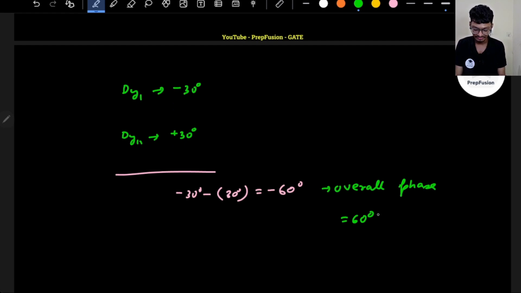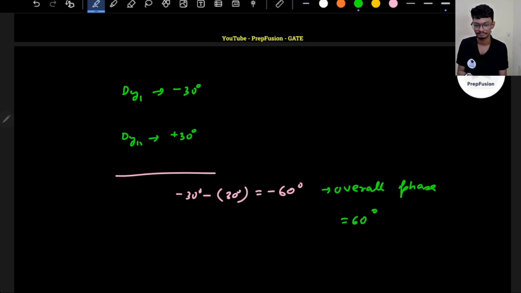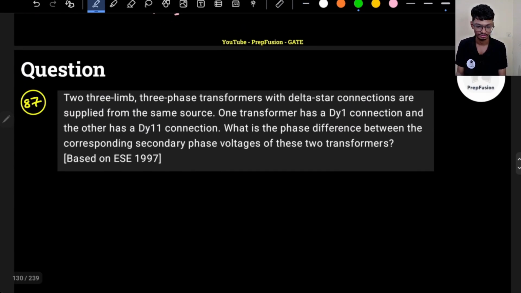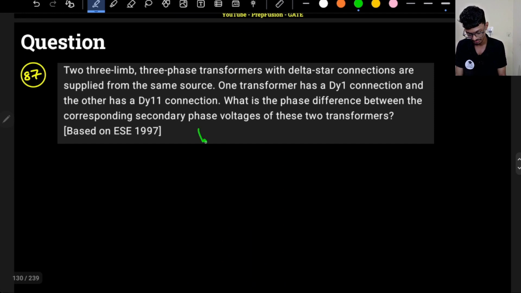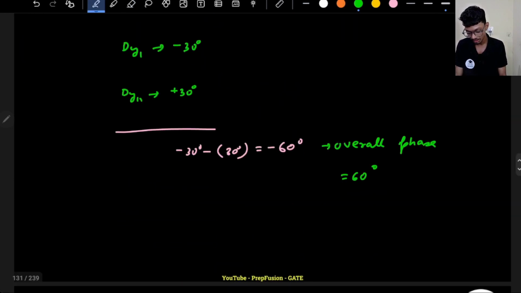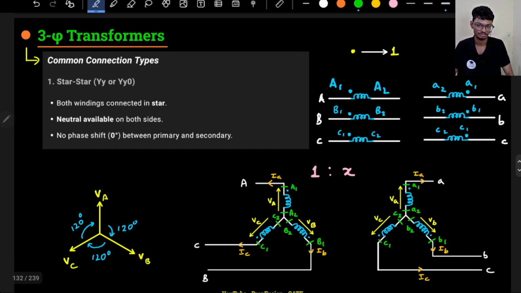Okay, so in three phase, mostly these basic questions will come, not very difficult. So overall phase difference will be 60 degrees. This will be the phase difference. Okay, now let's come to the connections. Let's actually understand the connections.